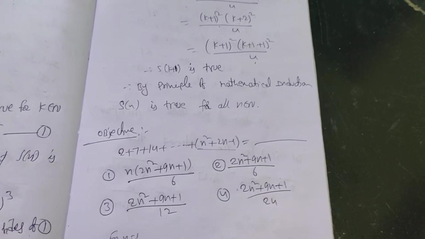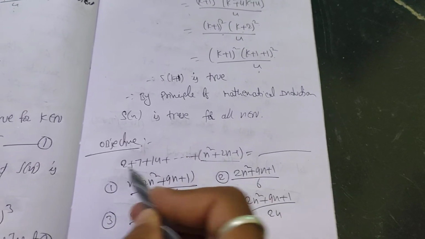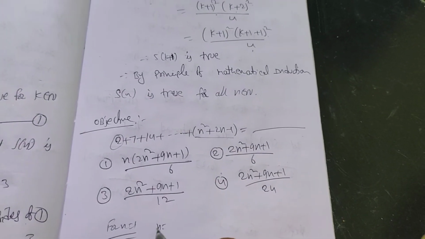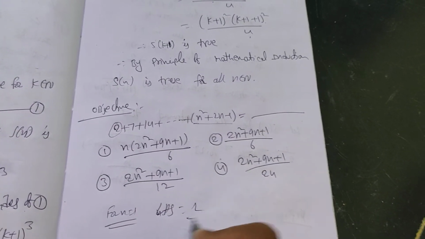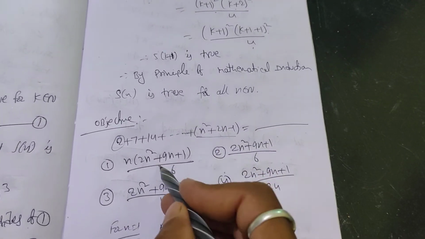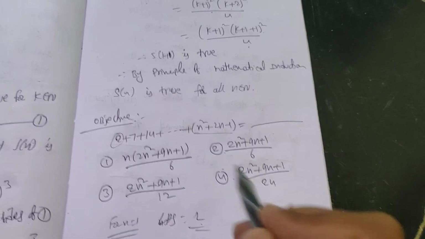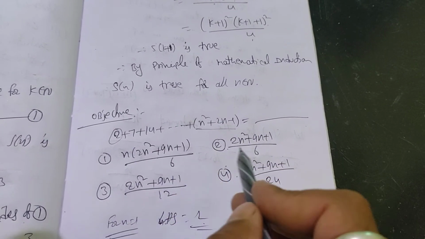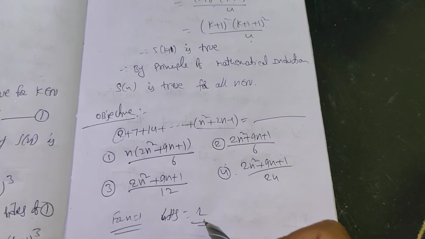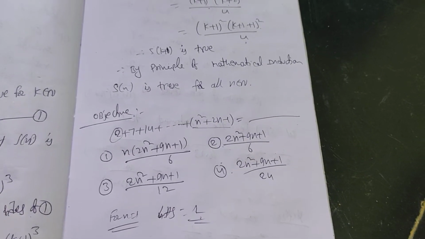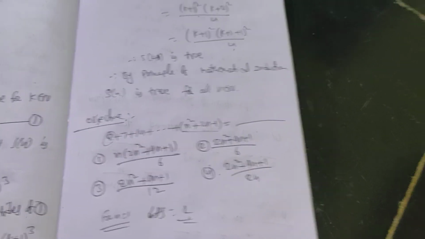For n equal to 1, the LHS is the sum of n terms, up to n terms. That is equal to 2. So in the given options we have to substitute n equal to 2. Whichever gives 2 is our answer. Sometimes more than one option may give us this answer 2. Then in that case we have to verify for n equal to 2 also.